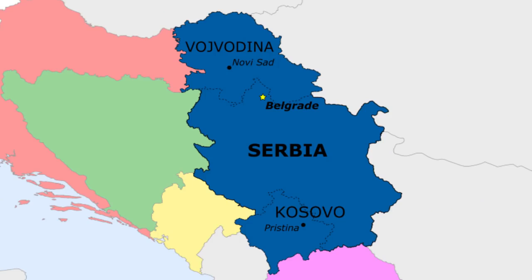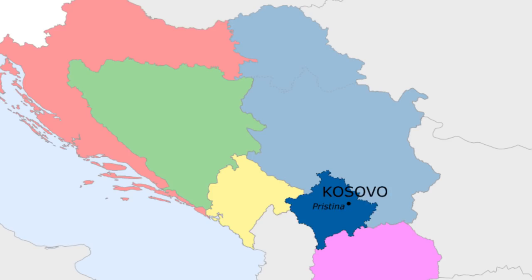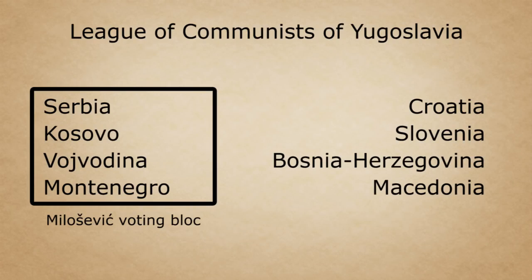In 1986, Slobodan Milosevic became the leader of the Serbian branch. Milosevic and his supporters were uncomfortable with the autonomous provinces of Serbia, as Belgrade had very little control over the politics in these parts of the country. Supporters of Milosevic, through large protests known as the Rallies of Truth, managed to overthrow the political leaders in Kosovo, Vojvodina and Montenegro, which were replaced by allies of Milosevic. Serbia had effectively created a voting bloc, having 4 of the 8 votes. The other Yugoslav republics, especially Slovenia, openly criticised these actions.